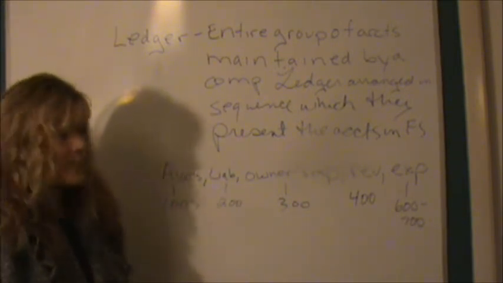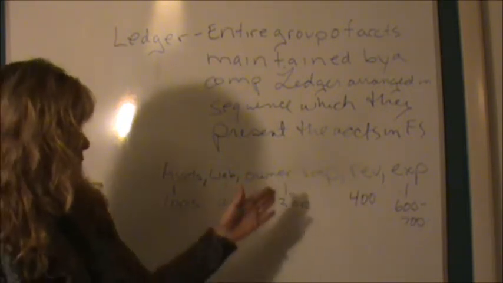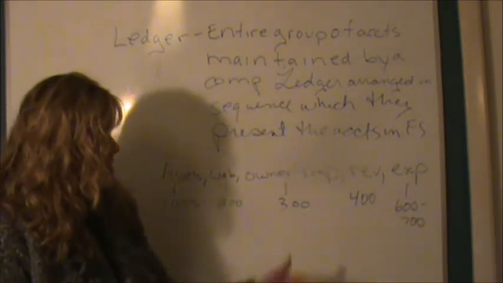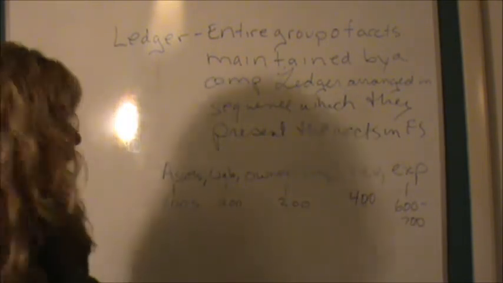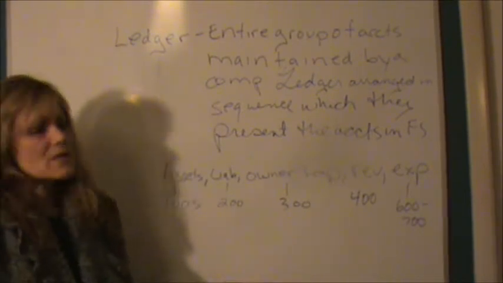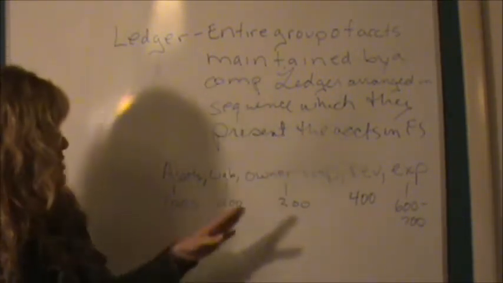Generally you'll have assets in the 100 range, liabilities 200, owner's capital 300. Then following that we have our revenues and expenses, and our revenues would maybe be 400s and expenses could be 600 to 700 or higher also. We might have cost of goods sold as 500, you know, they vary slightly. But generally, this is the way they're presented.